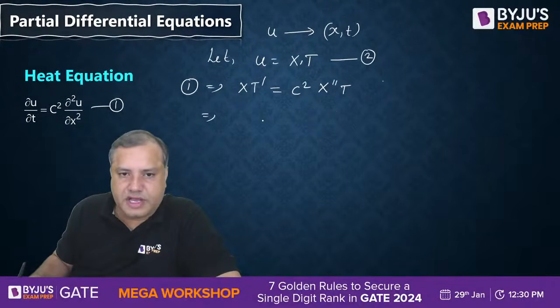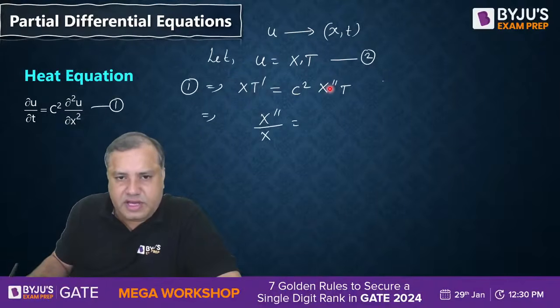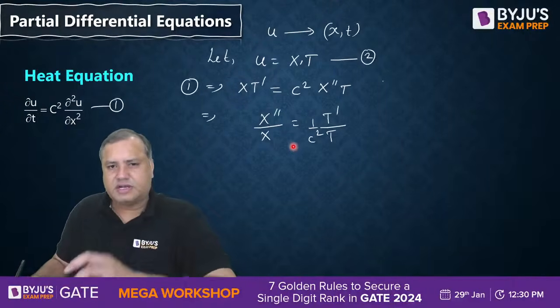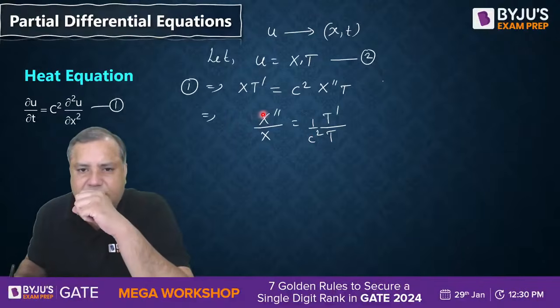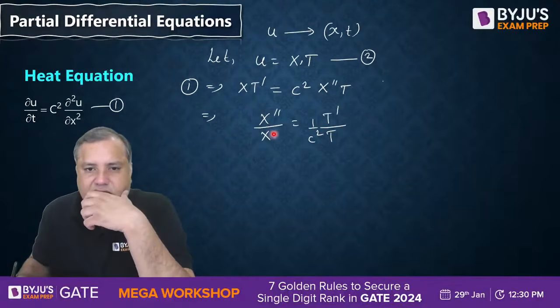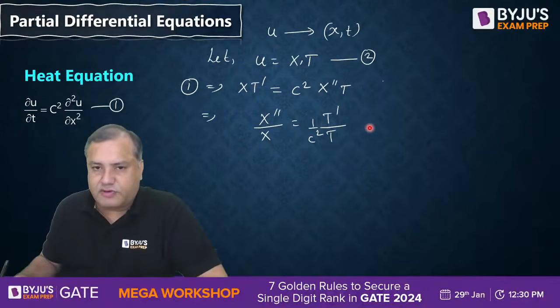Please concentrate. X double dash upon x. This will be x double dash upon x. This will be t dash upon t, 1 by c square. Is that clear? Double dash, right? And x t, that is also correct, equal to k.